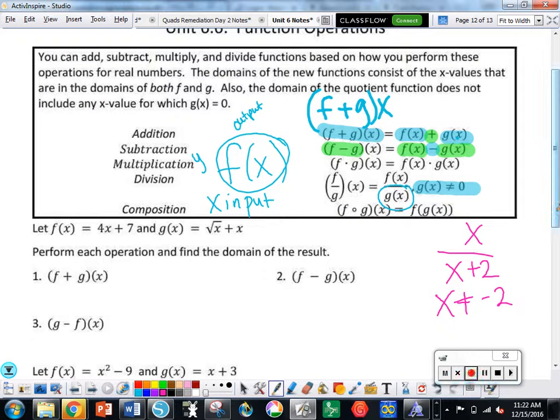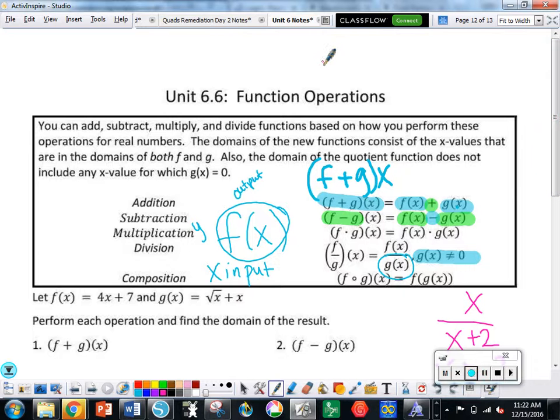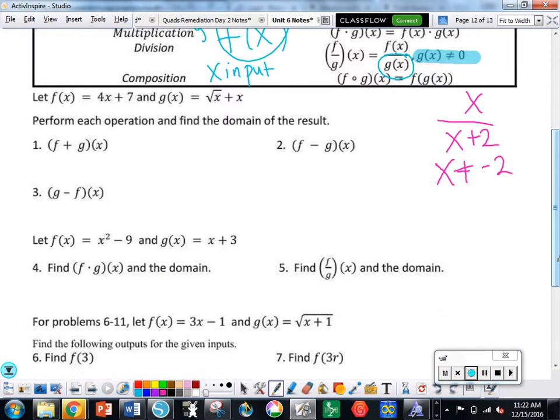Okay? So on your homework tonight, I don't think it says it on every problem, but I want you to define the domain of every problem. Which is why what we did last time is going to be so helpful for today. And again, unless there is a denominator or a radical, you will not have domain restrictions. So let's look at this one. Let f of x equal 4x plus 7 and g of x equal the square root of x plus x.